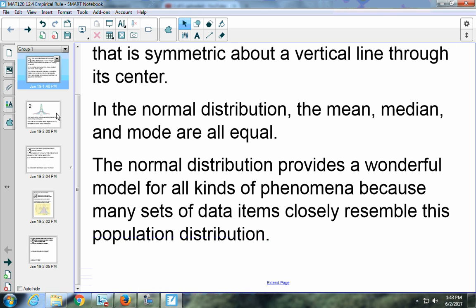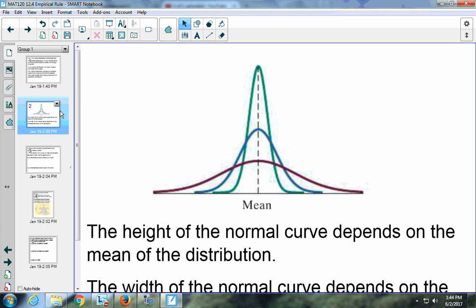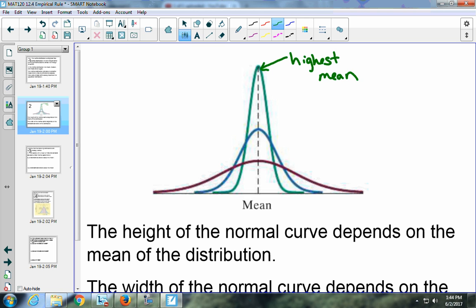The normal distribution provides a wonderful model for all kinds of phenomena because many sets of data items closely resemble this population distribution. Now, our normal curve has this basic shape. All three of these graphs show a normal curve. The height of the normal curve depends on the mean of the distribution. So this green curve has the highest mean because the peak of that curve is the highest. This red curve at the bottom has the lowest mean because its peak is the lowest.